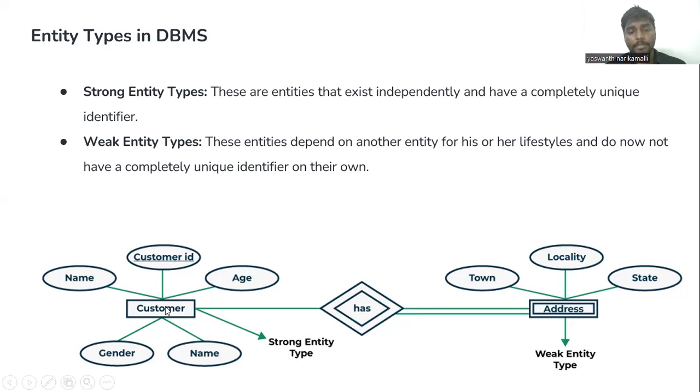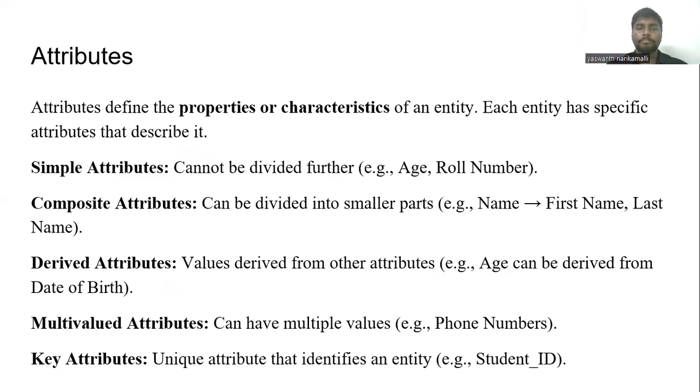See, here the customer is a strong entity. Address is a weak entity. If the customer doesn't exist, the address won't be there. If the customer entity is not there, the address entity won't be there. Why? Because to store the customer address, we use the address entity. If the customer doesn't exist, what is the use of having the address entity? Next thing, attributes.